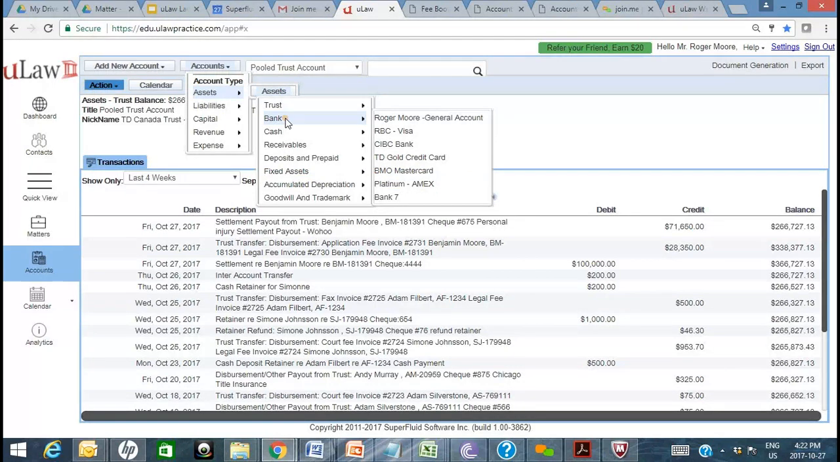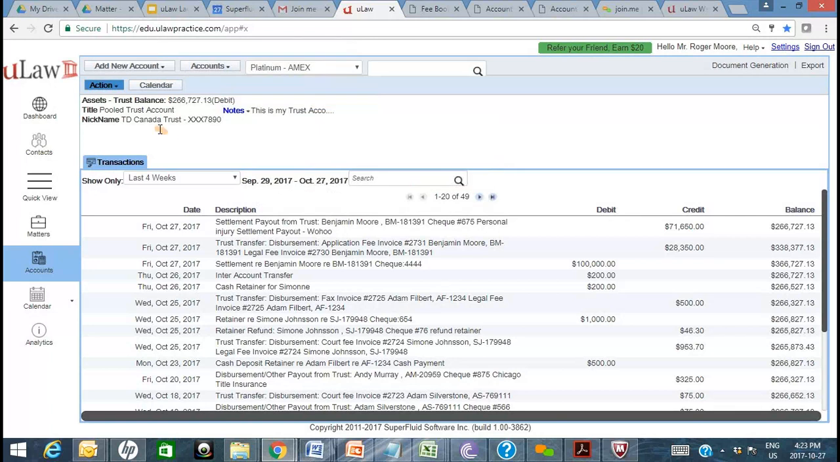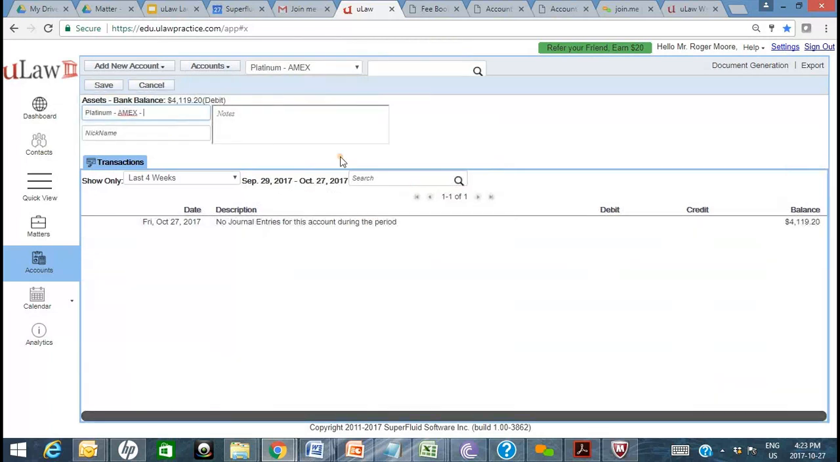Okay, in accounting lingo, you've got your assets, liabilities, capital, revenue, and expense. Your chart of accounts, they call it. And within the assets, you have your trust account, which is an asset, any money left in cash, any outstanding receivables, right? One such asset is your personal credit card. As much as you want to think that it's a liability, the liability is really the payment, but a credit card as an account is an asset. Okay. So let's say you have Amex as your personal credit card. So let's just go ahead and quickly rename it.